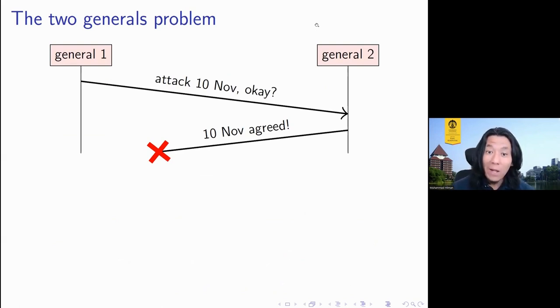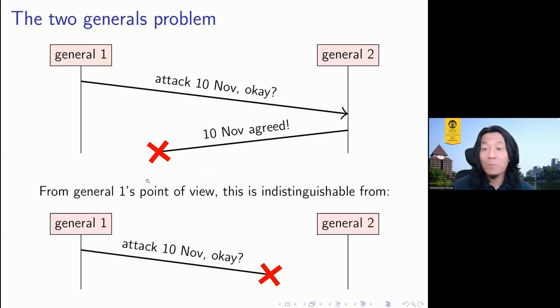What if, again, this kind of scenario happened? General one from army one said attack on 10 November, and then general two agreed. But the response message does not go through. Maybe the enemy intercepted it in the middle and killed the courier, probably. That happens, right? So in this scenario, from General One's point of view, it is the same as if his first message did not go through. So those two conditions will result in the same thing. General One will assume that the message did not go through.